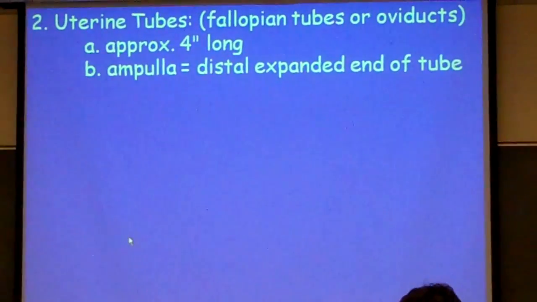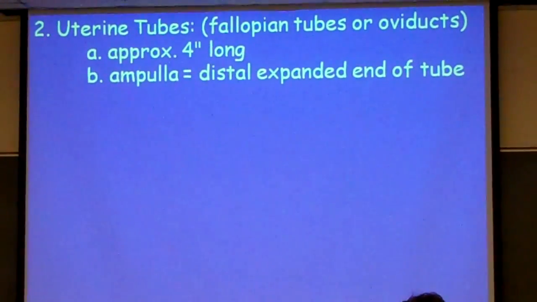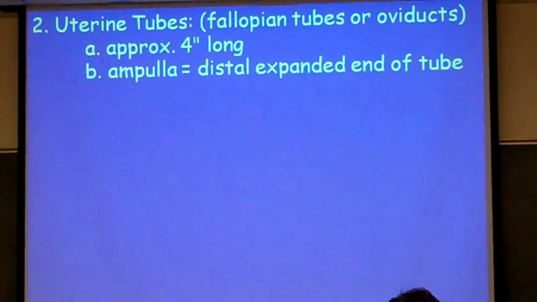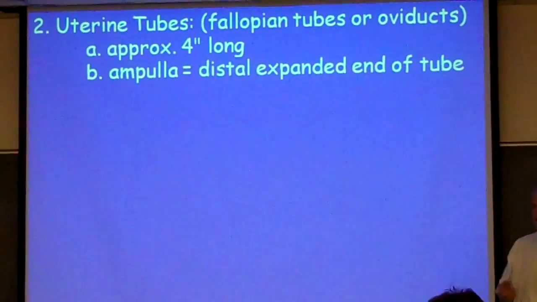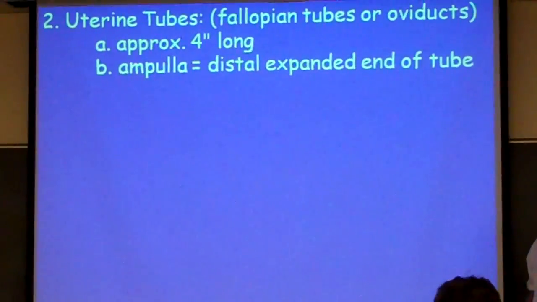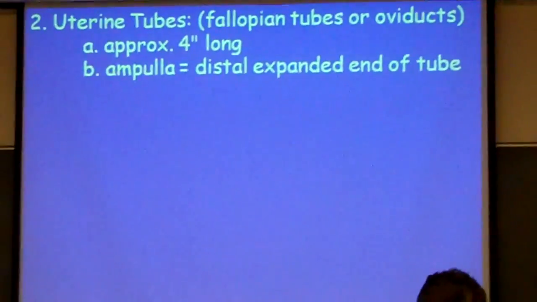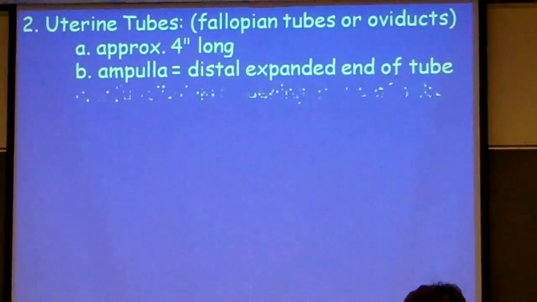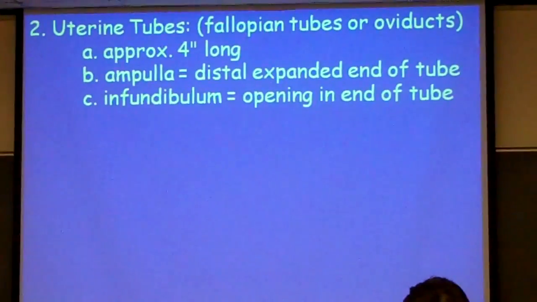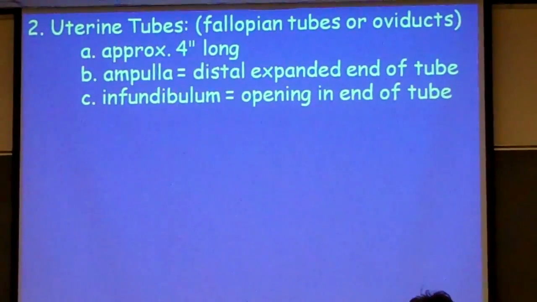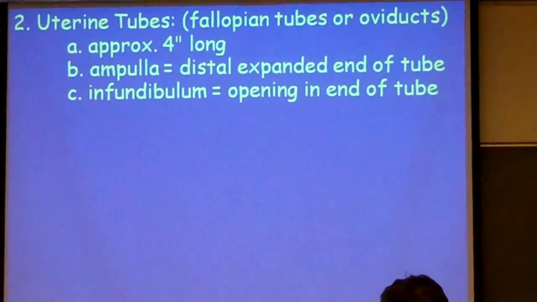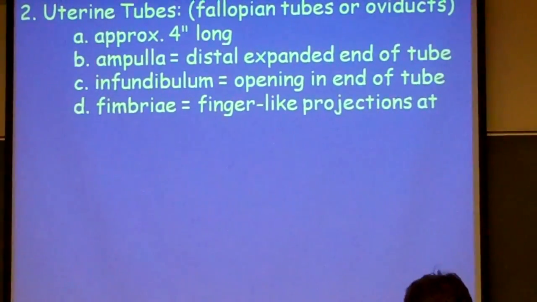The ampulla. Remember how I mentioned to you a while ago, like we mentioned the vas deferens? The distal expanded end of the vas deferens is called the ampulla. The expanded end of a tube is called the ampulla of that tube. So the ampulla is the distal expanded end. And right here, we have the infundibulum, which is the opening. Probably you didn't know that. Chester, did you know that? That the infundibulum was the opening in the end of the tube? That's the infundibulum.